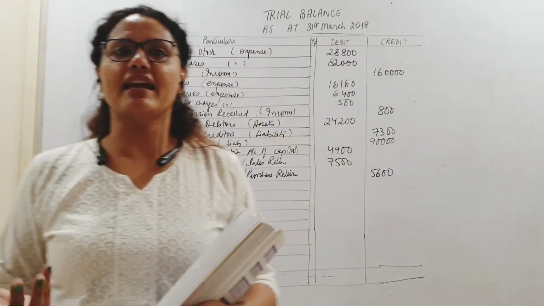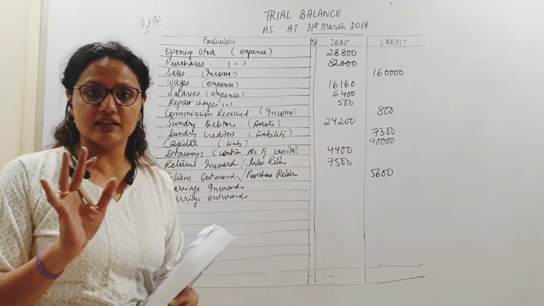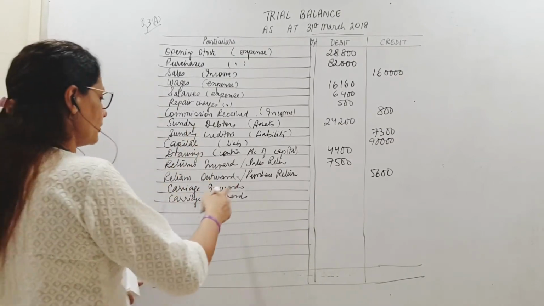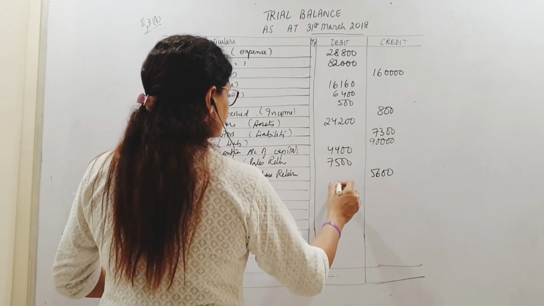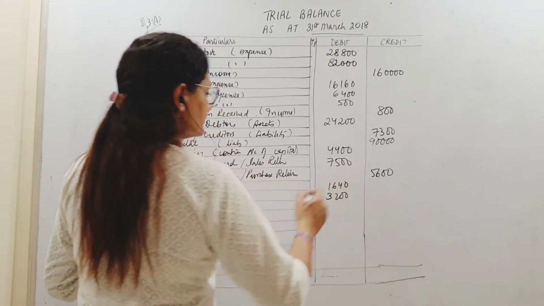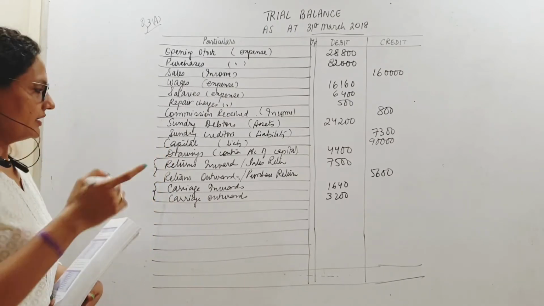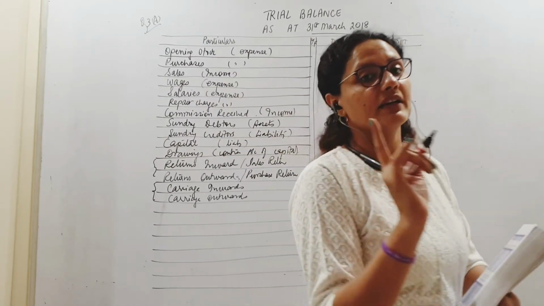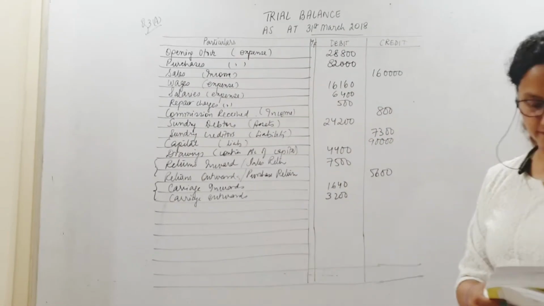Please, one more confusing area. Some people debit carriage inward and credit carriage outward because it is related to sale. It's not your income. It is not a liability. Why will you credit it? It is an expense for you. So both will be debited and both will come on the debit column. 1640 and 3200. So remember, carriage and purchase return are not the same. In returns, the sales return is debit, and purchase return is credit. But carriage, both inward and outward, both are debit because both are expenses.